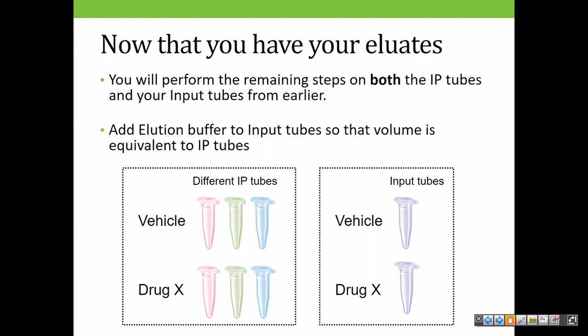Remember that input sample I told you to pull out 5 microliters, set in the fridge, forget about it? Now bring them back out. You're going to add elution buffer to an equivalent volume. You want them all the same as your IPs. And from now on, you're going to work with both IP samples and input, processing them together to ultimately analyze together.